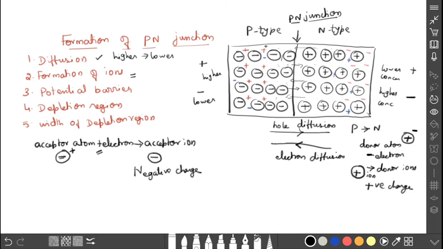Now you see, on one side, near the P side, negative ions are formed.